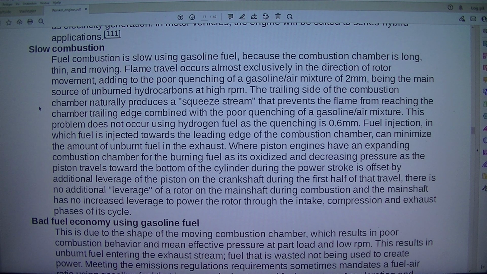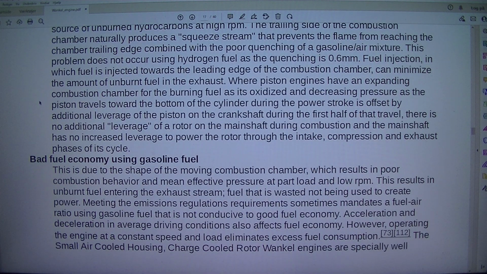The trailing side of the combustion chamber naturally produces a squeeze stream that prevents the flame from reaching the chamber trailing edge, combined with the poor quenching of a gasoline fuel/air mixture. This problem does not occur using hydrogen fuel as the quenching is 0.6 mm. Fuel injection, in which fuel is injected towards the leading edge of the combustion chamber, can minimize the amount of unburnt fuel in the exhaust.